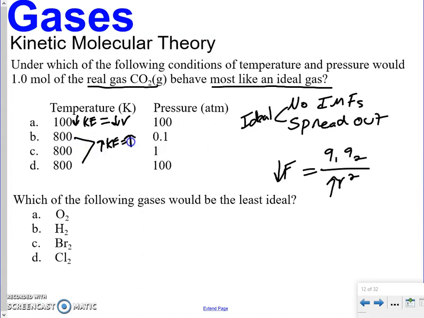and therefore a high velocity. The next thing we're looking for is a pressure that will be conducive to being spread out. So really what we're looking for is a low pressure, which again will be indicative of either a small amount of gas or a lot of volume for the gas to be able to move in.